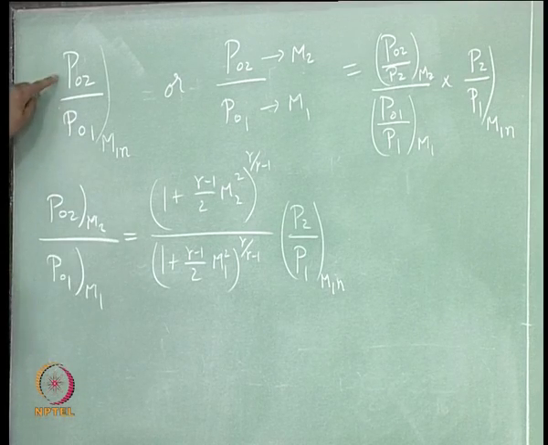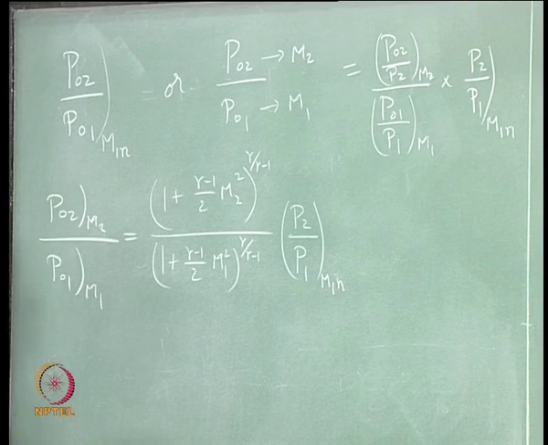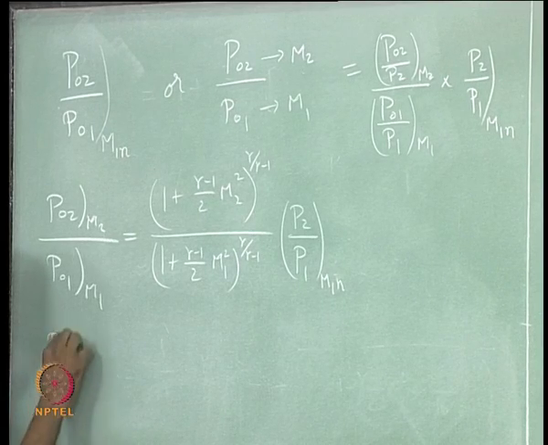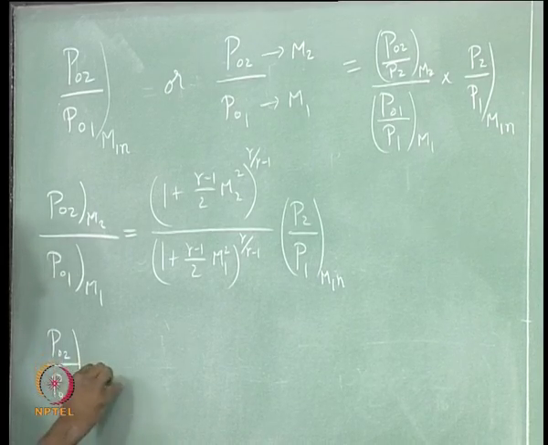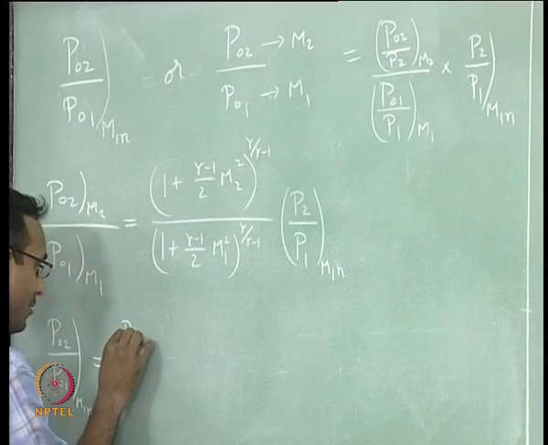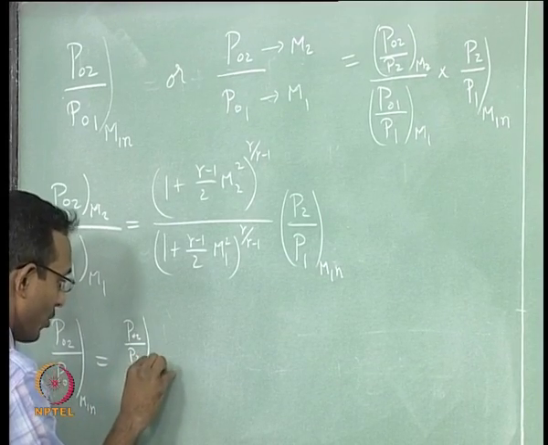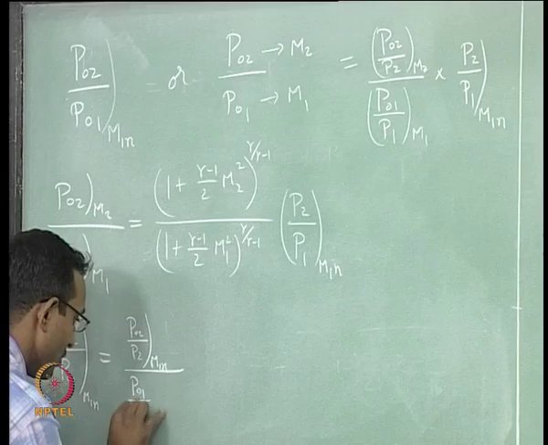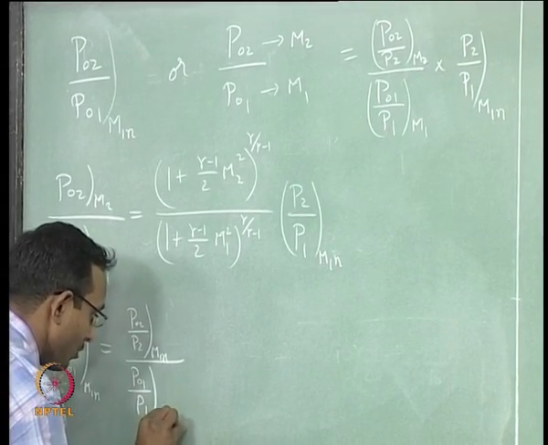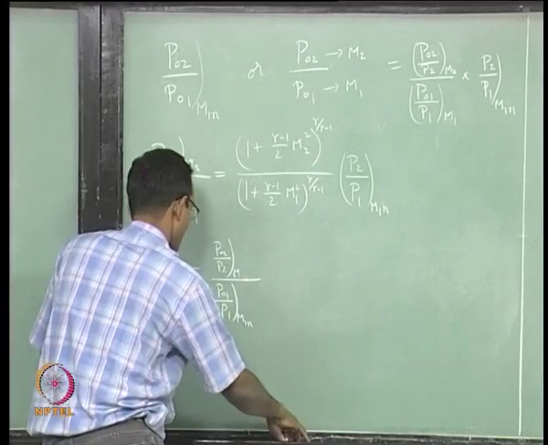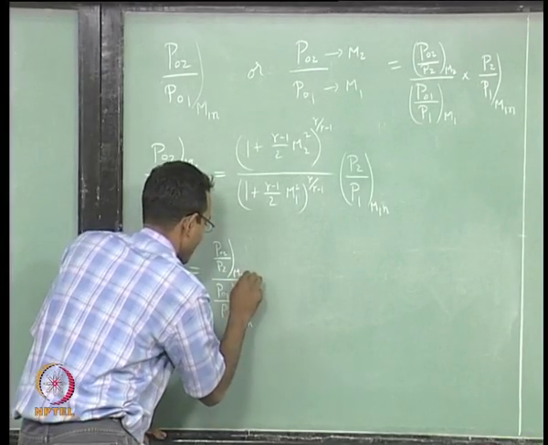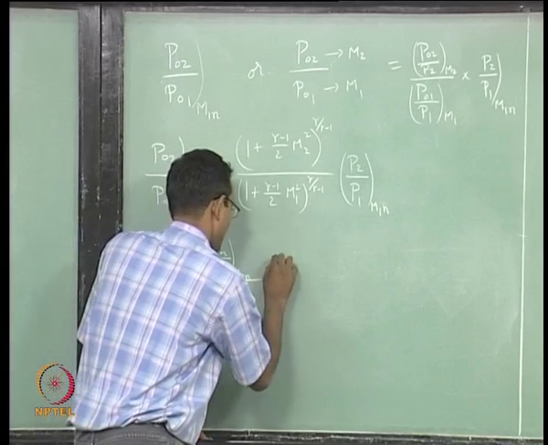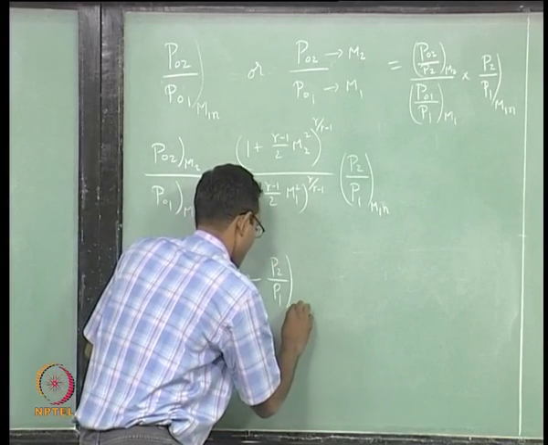This is from one form. The other form, P02 by P01 from M1 normal, is going to be expanded the similar way. I will write it as P02 by P2 from M1 normal, that is the difference between the previous one and this one, divided by P01 by P1 from M1 normal. Oh, that should be M2 normal, by the way. P02 by P2 is from M2 normal and P01 by P1 is from M1 normal, okay, multiplied by P2 by P1 from M1 normal.